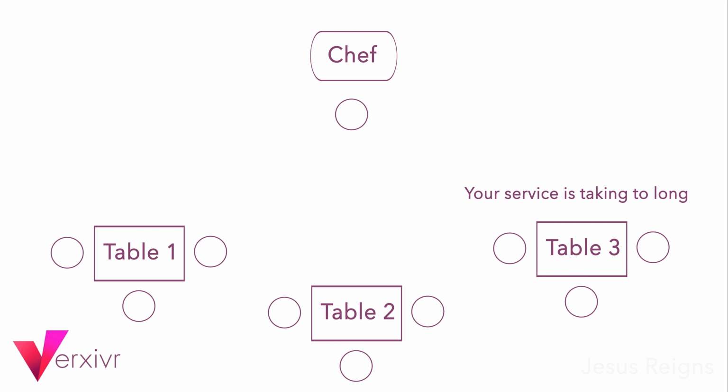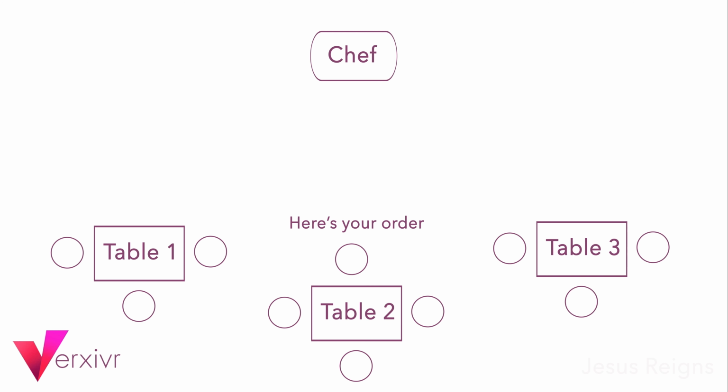Imagine, if you will, a restaurant that has only one chef and one waiter. The way this restaurant operates is that the waiter takes the order of one table to the chef and does not attend to the next table until the chef has completed the meal of the current table. This is how synchronous programming operates.